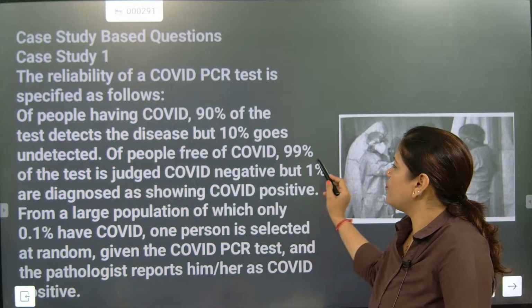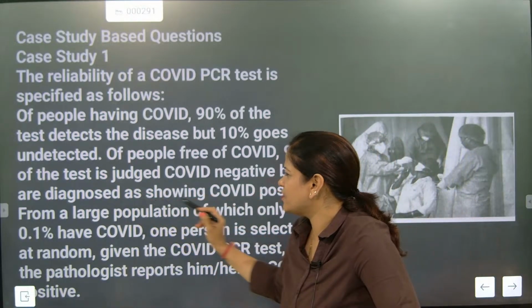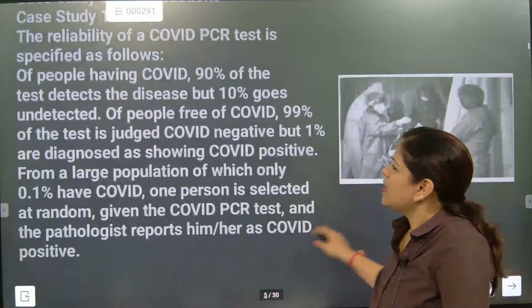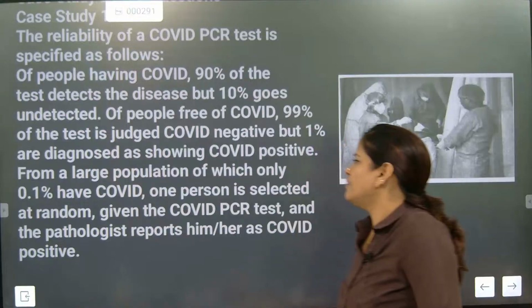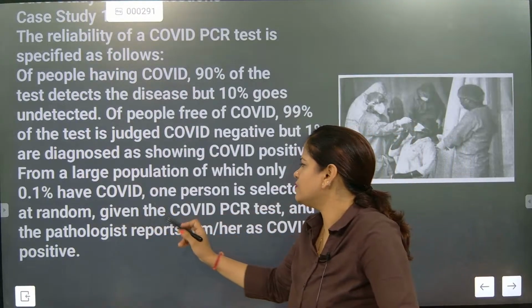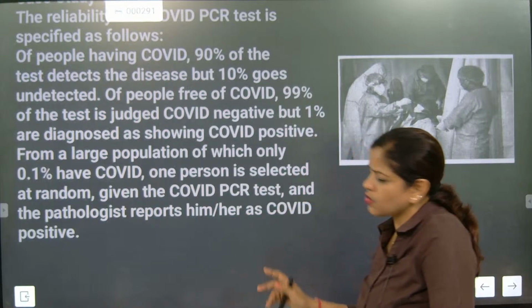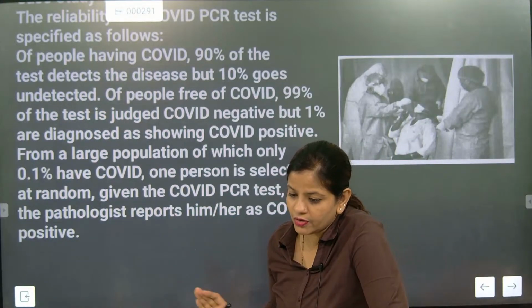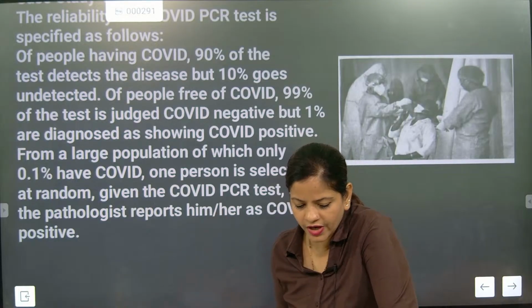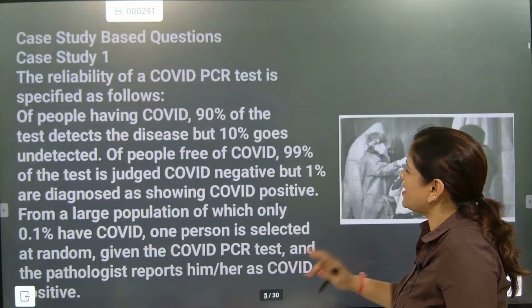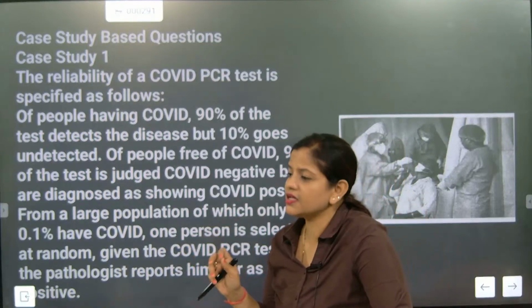Of people free of COVID, 99% of the tests are COVID negative, but 1% are diagnosed as showing COVID positive, from a large population of which only 0.1 have COVID. One person is selected at random, given the COVID PCR test, and the pathologist reports him as COVID positive. So this is the story given to you. Based on the information given, we are going to make the case study possible.